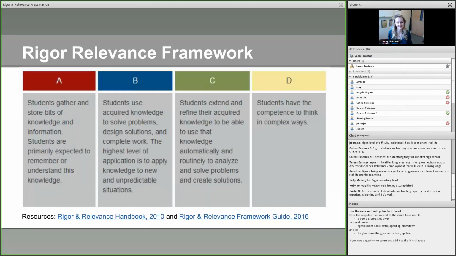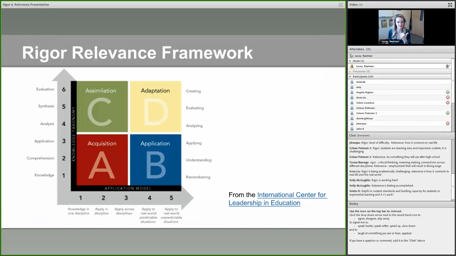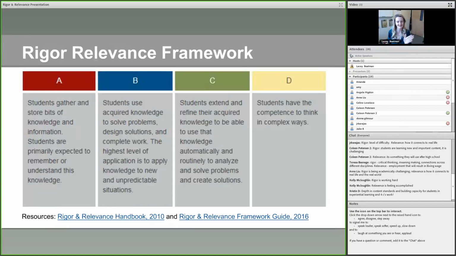If we look at the C column, assimilation, students extend and refine their acquired knowledge to be able to use that knowledge automatically and routinely to analyze and solve problems and create solutions. So this is higher rigor, not as relevant. And finally, the D column, adaptation: high rigor, high relevance. Students have the competence to think in complex ways.